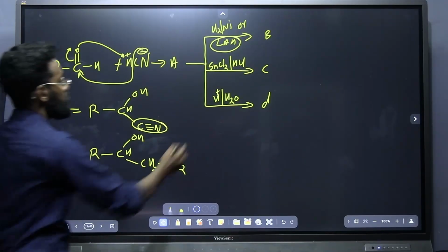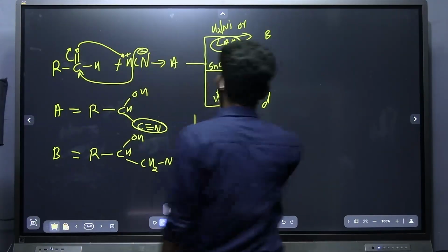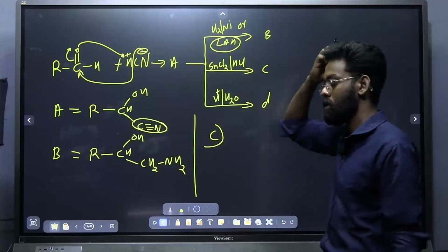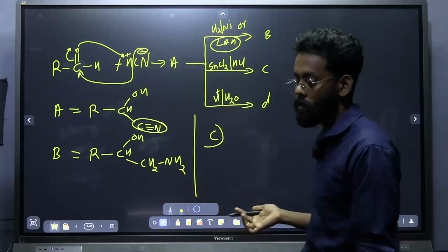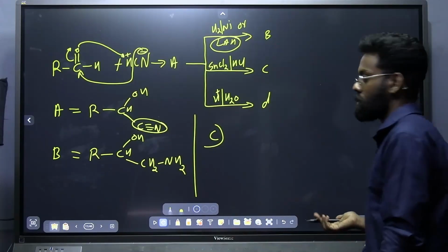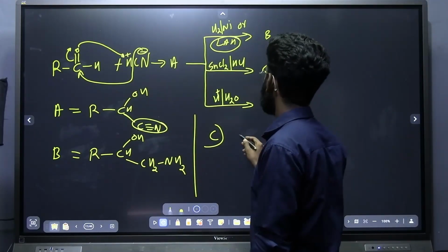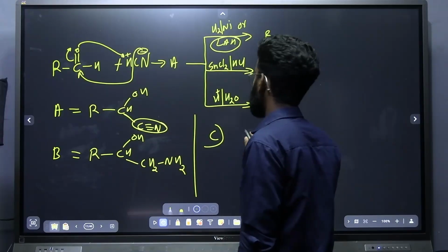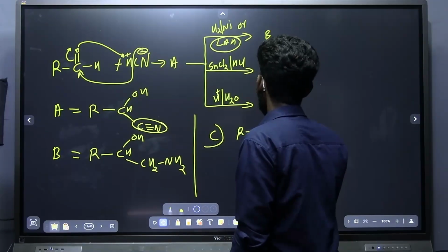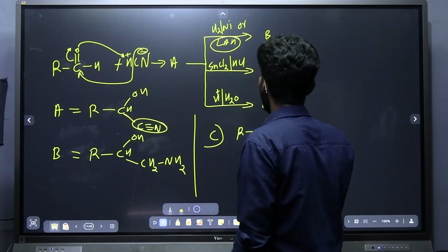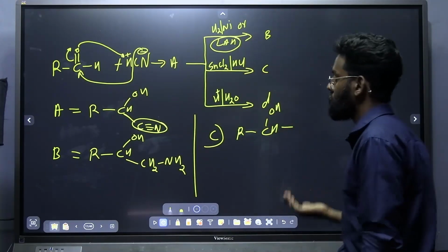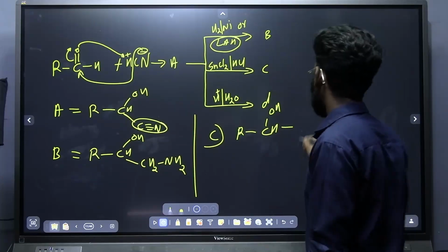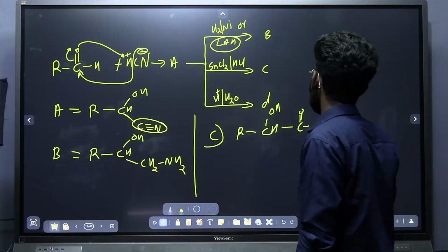Now what about option C? You might have seen this. SnCl2/HCl. What is the reaction? Name the reaction. Stephen's reduction reaction. So what is the product you will be getting? RCHO. First you will be getting an imine, then the imine will be converted to aldehyde. Yes, very good.